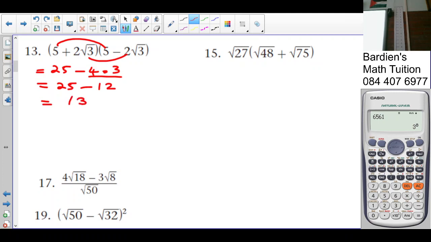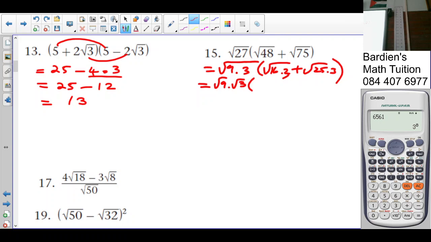The next one, the root of 27 can be written as the root of 9 times 3. 48 is going to be 16 times 2, is that correct? No. 3. 16 times 3 plus 25 times 3. You all agree with that? So that's going to be root 9 times root 3, root 16 times root 3, plus root 25 times root 3.